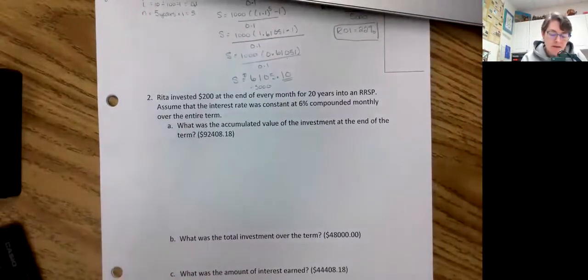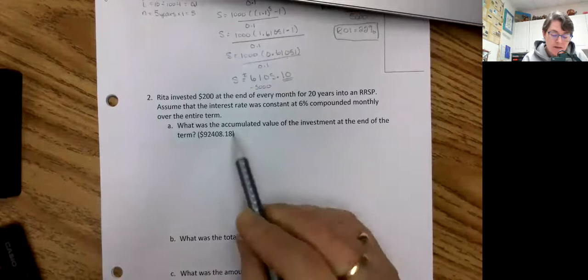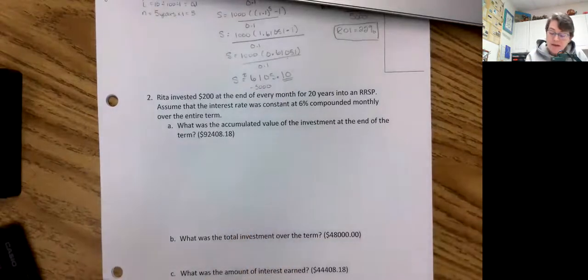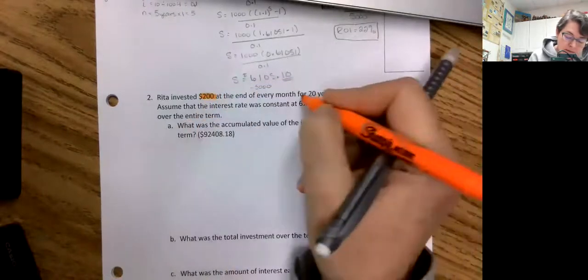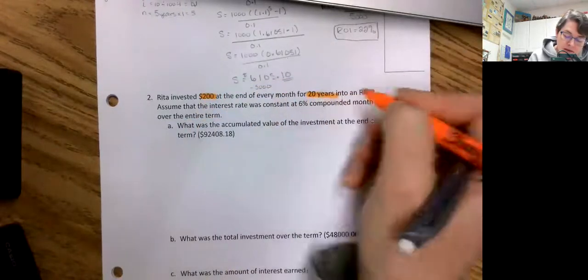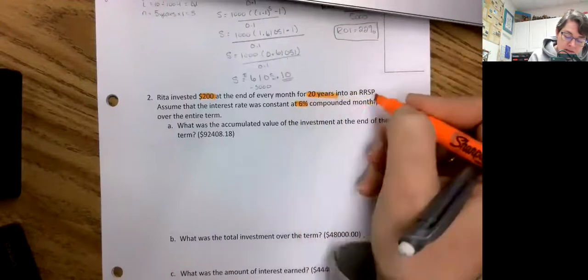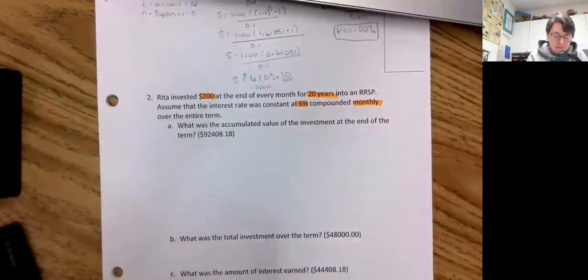Rita invested $200 at the end of every month for 20 years into an RSP. Assume the interest rate was constant at 6%, compounded monthly over the entire term. What was the accumulated value of the investment at the end? Okay, so $200, 20 years, 6% compounded monthly.